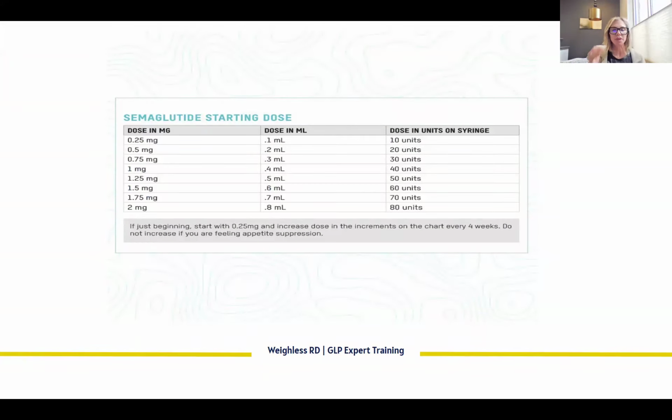I just put this in here because I wanted to give an example of how dosing can get confusing. This is a semaglutide. The starting dose is 0.25. The dose in the mL is 10 units, 0.1 mL, right? So again, one of our semaglutide vials, 0.25 milligram is actually 5 units. So it just reiterates the point of don't trust the units, just really focus on the milligrams.